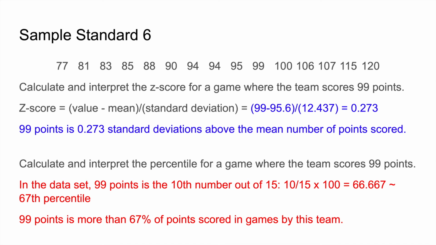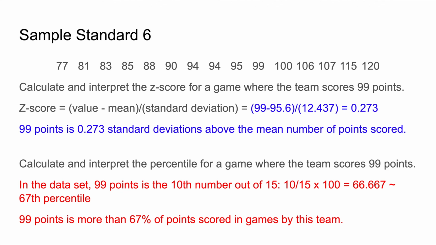So calculate and interpret the percentile for a game where the team scores 99 points. What you're doing is looking at the original data set, the data values themselves, and looking for where 99 is in that data set. If you count, 99 points is the 10th number when you order it from least to greatest. It's the 10th number out of all 15 numbers.